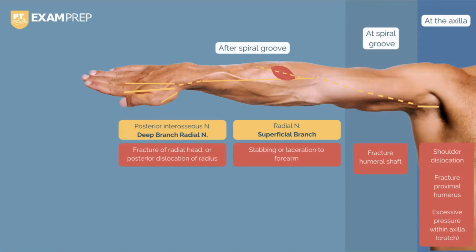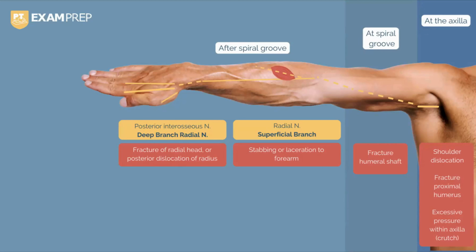Next, we're going to look at the spiral groove. And really the big thing that we want to clue into is a fracture of the humeral shaft. Anything of the humeral shaft, we're thinking we're dealing with things at the level of that spiral groove. Okay, as we go down to the forearm, if we're thinking that the superficial branch is going to be affected, we're thinking a stabbing or laceration to that forearm. And the deep branch of the radial nerve, we're thinking more a fracture of the radial head or a posterior dislocation of the radius. Okay.